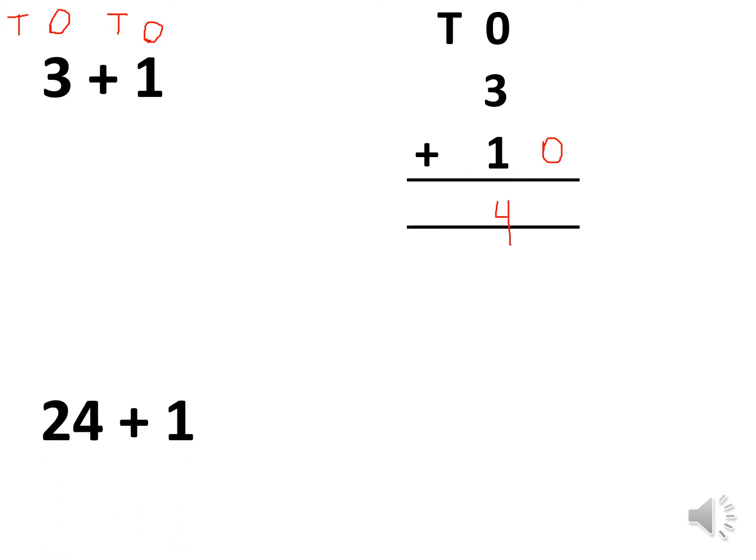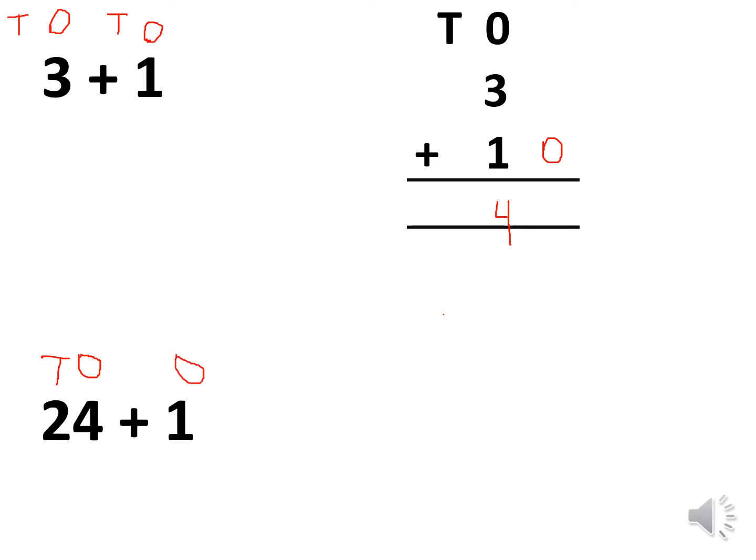Okay, I have 24 plus 1. Now understanding the place of each digit will help you to write this number vertically. Okay, 24 plus 1. How can I write this vertically to begin to add? I'm going to label the top. In this number 24, I know that ones, tens, okay, and this is ones.